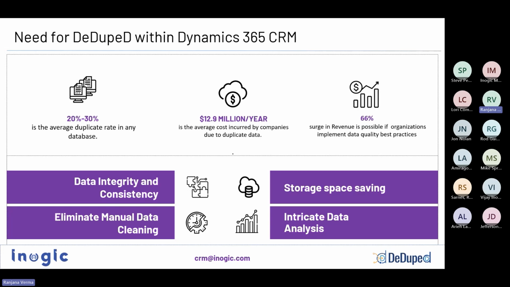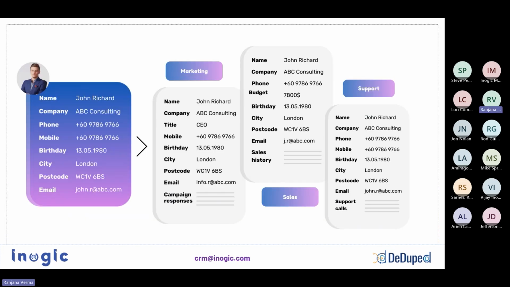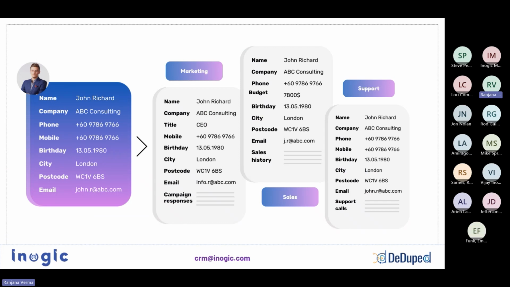So data is the new age currency, as we all know, and that is why this matrix makes much more sense, right? If I take a very simple example, like I said earlier, any client or lead that comes to us interacts with us via various mediums. We have this John Richard over here, who has interacted with us via three different mediums.